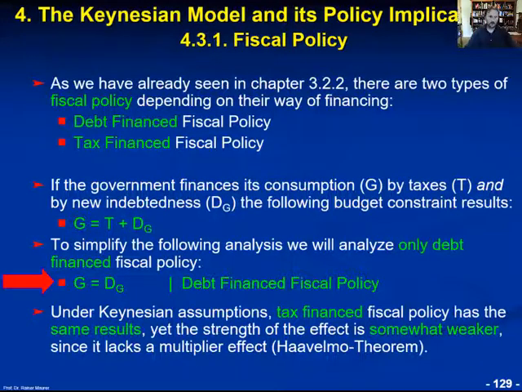This effect is called the Haavelmo theorem, according to the name of its discoverer, the Norwegian economist Trygve Haavelmo. The Haavelmo theorem is the reason why Keynesian economists typically recommend no tax-financed fiscal policy, but only debt-financed fiscal policy. We will therefore focus in the following on debt-financed fiscal policy only.